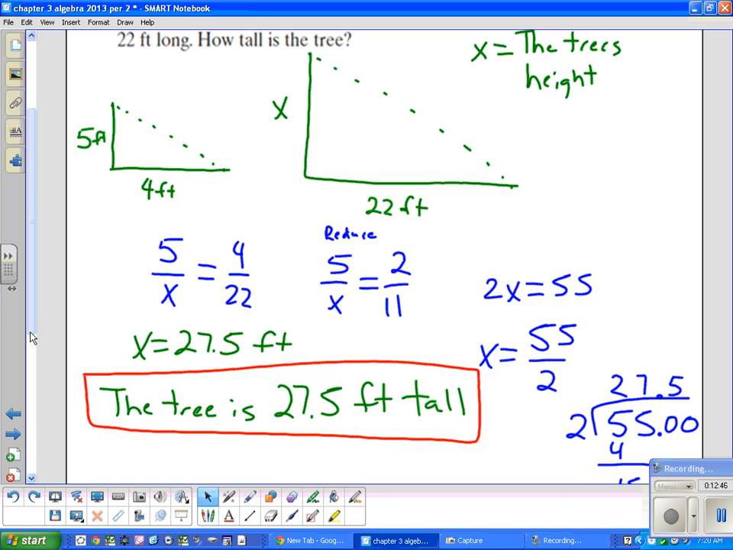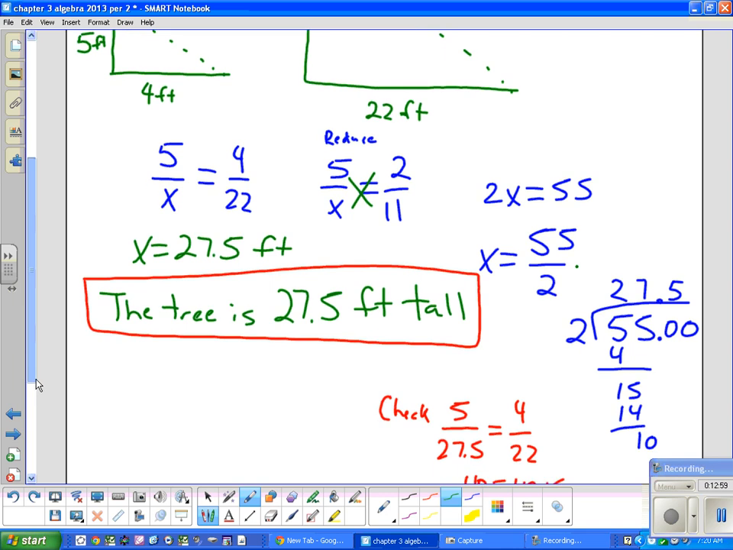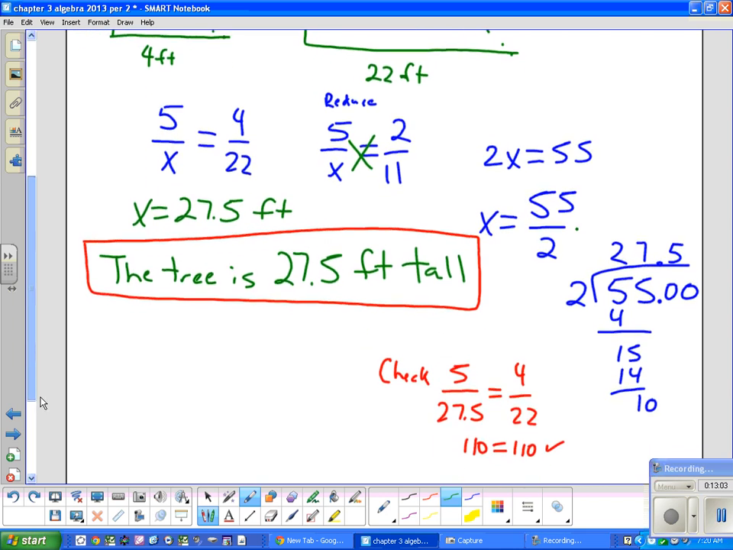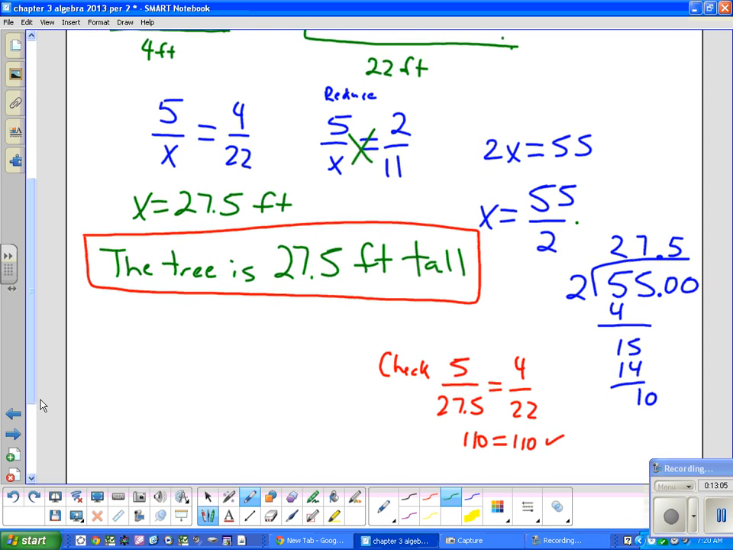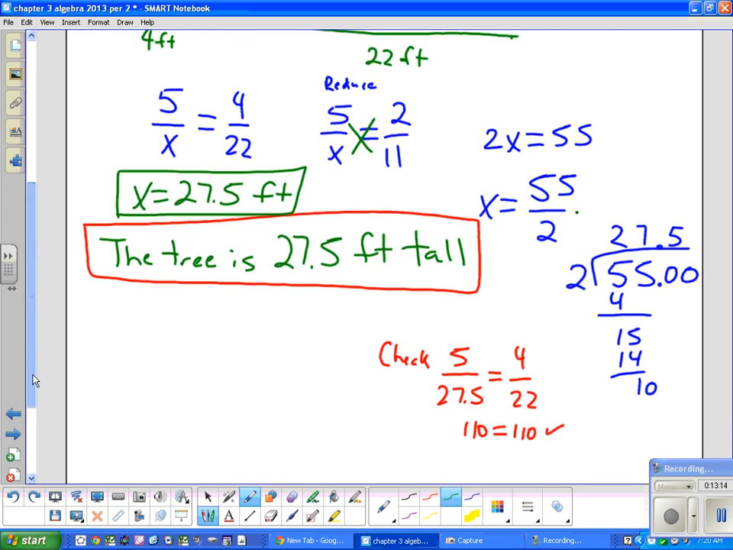All right, so moving on here. We're going to crisscross. Our crisscross is here, and now we've got to applesauce it by dividing, or cross-multiply, divide. We have a pretty decent division problem here. 2 into 55 is 27.5. And I'm going to answer the question: x equals 27.5 feet. So that means the tree is 27.5 feet tall.